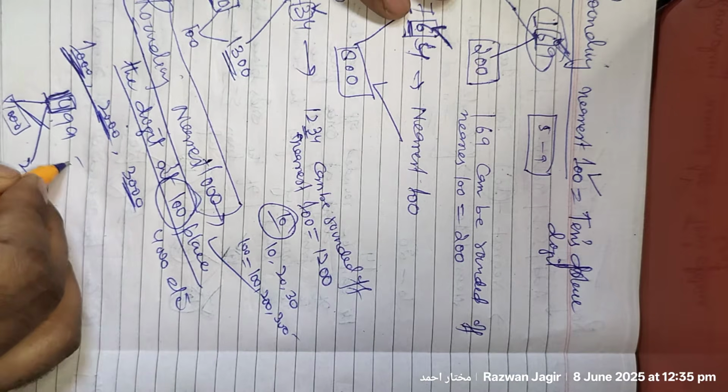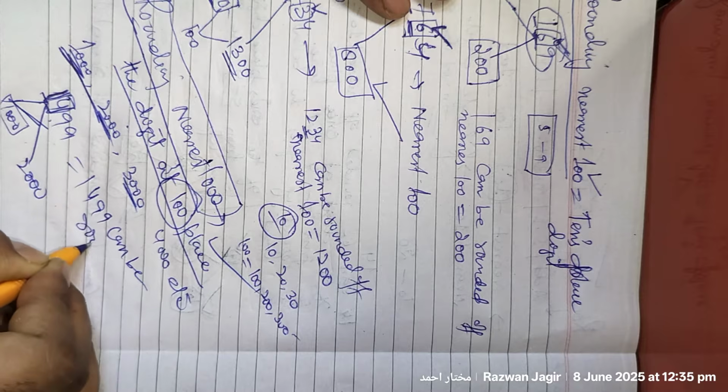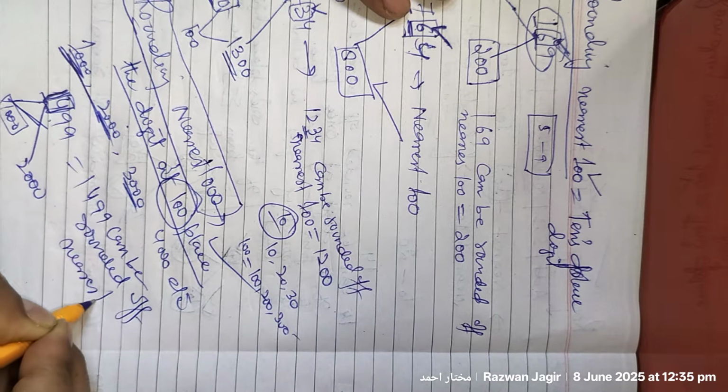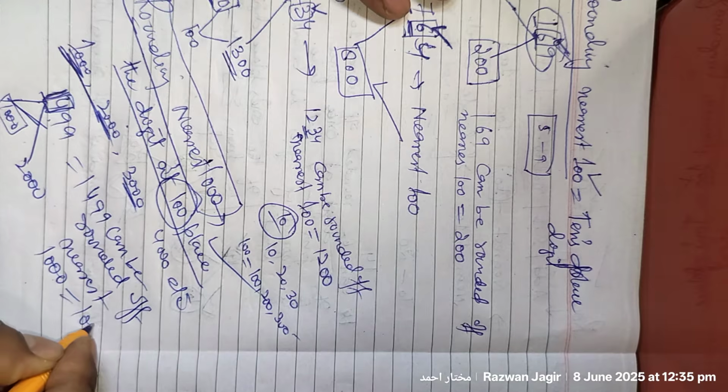So we can simply say that 1499 can be rounded off nearest 1000. So we can round this to the nearest 1000. So the answer will be 1000.